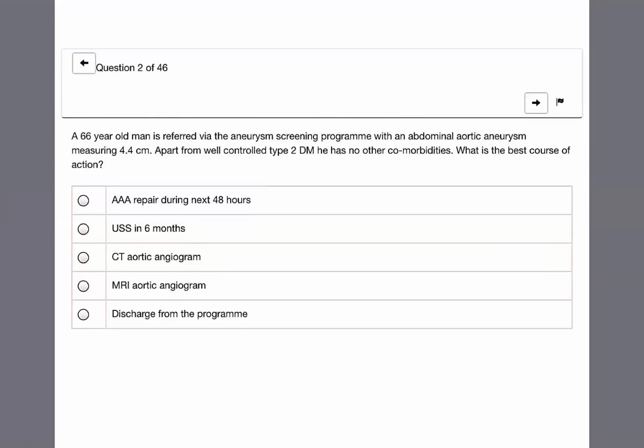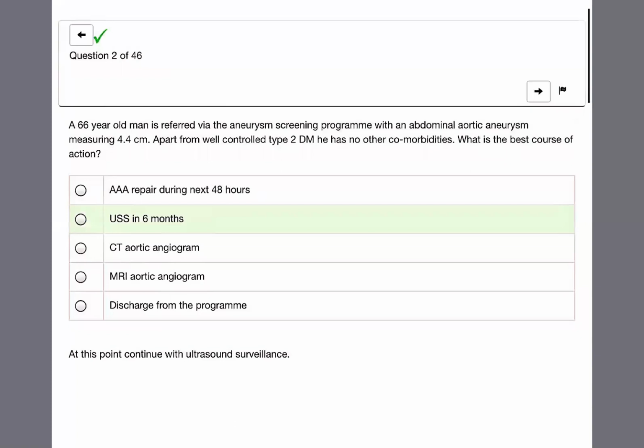Okay, in vascular surgery, you do CT angio prior to surgical intervention. Only if you are planning for surgical intervention, or you have a high chance of planning for surgical intervention, you will do CT angio. Otherwise, you are doing simple investigations like abdominal ultrasound. Okay, 4.4, is he amenable for surgery? No. And he already did the aortic ultrasound in the screening program. Okay, so our answer is ultrasound in 6 months. Okay, let's agree on this.